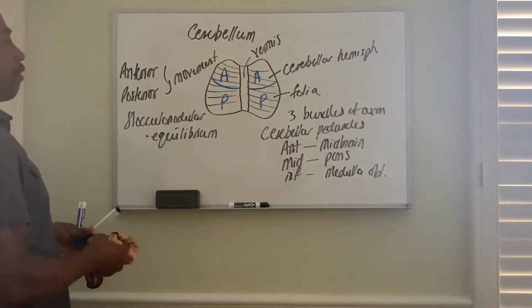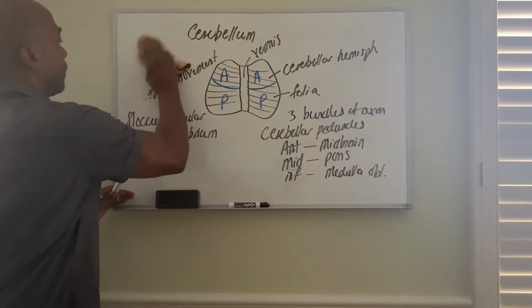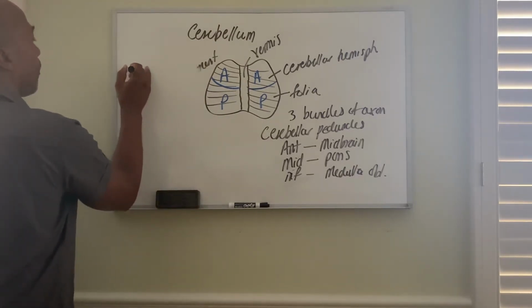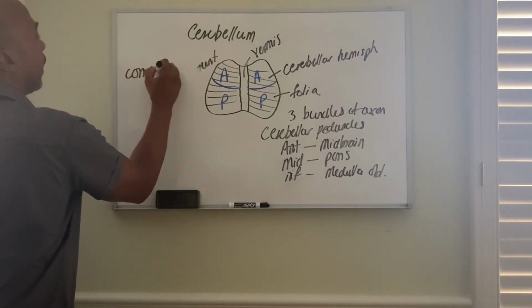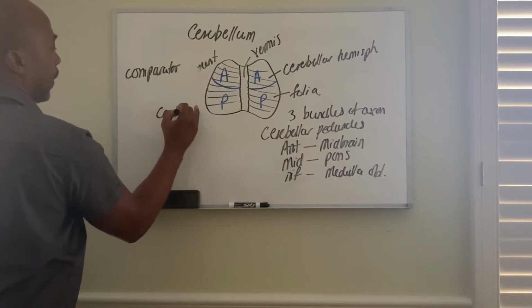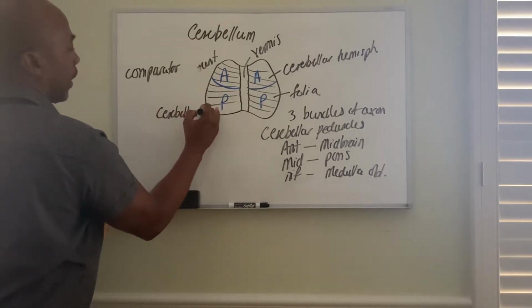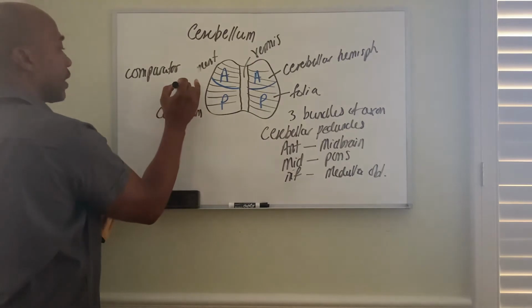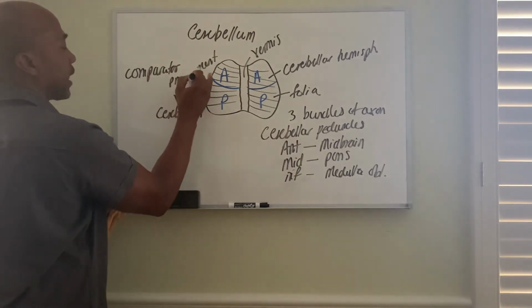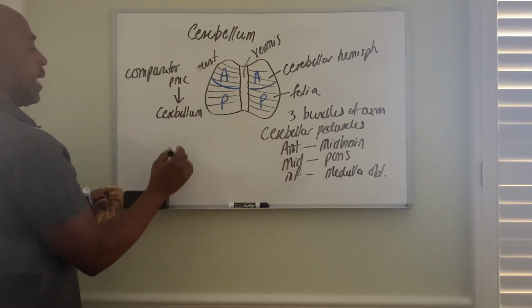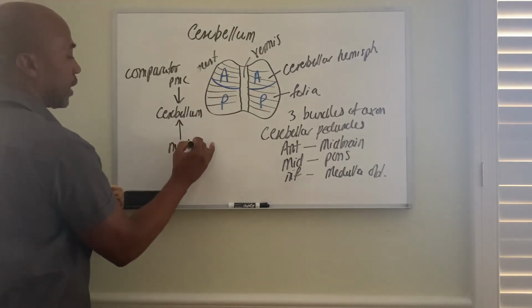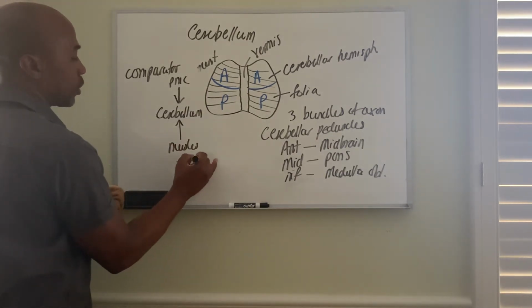The overall function of the cerebellum is more of a coordinator or a comparator. Okay. So this is your cerebellum here. It gets input from, say, your primary motor cortex telling it what you want to do, and it gets feedback from your muscles and eyes telling it what you're actually doing.